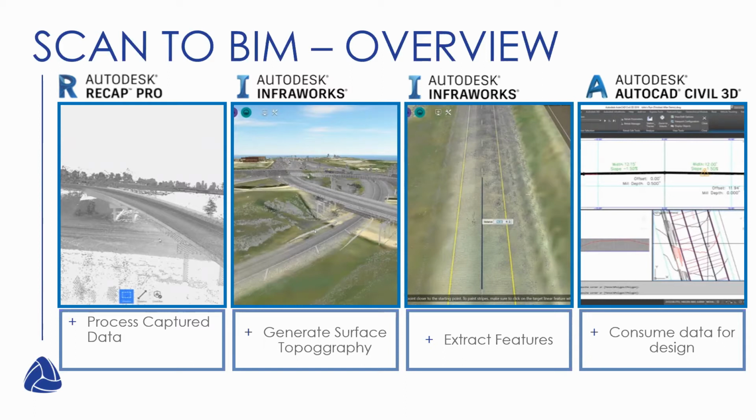We can then use this combination of surface topography and the point cloud to extract certain features. These features can include roadway edges, curb lines, drains, basically anything you can think of that you would be able to trace with a line. From there, we then take this information over to Civil 3D. So after processing everything in InfraWorks, extracting the features as a shapefile, we can then take it over to Civil 3D, consume the data there, create our surfaces to then create our as-built designs from.